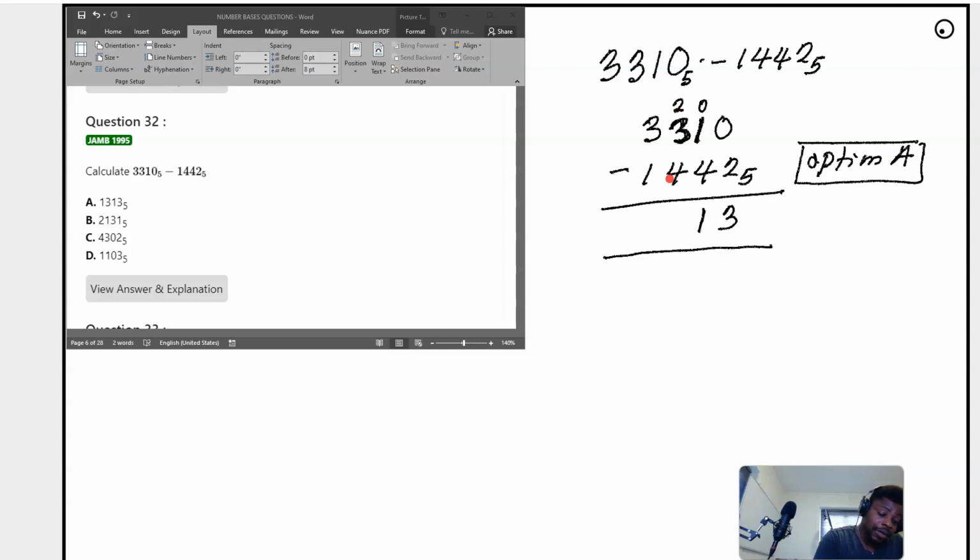So 2 minus 4, I cannot say 2 minus 4 because 2 is less. So I borrow 1 from 3, this is 2. The one I borrow is 5. 5 plus 2, 7. 7 minus 4, that is 3. This is 2 minus 1, 1. You see, option A is correct. So that is how you quickly go through your examination without wasting any time.